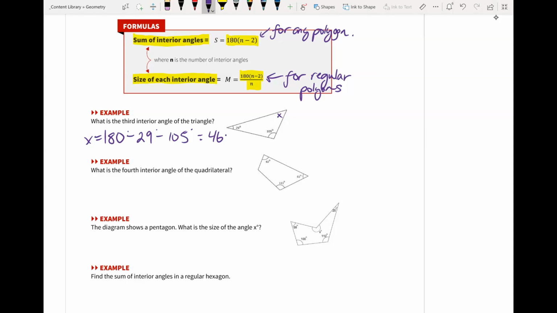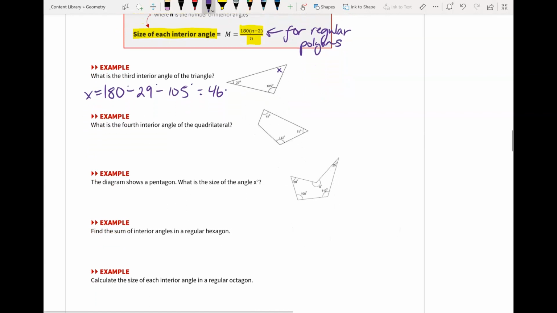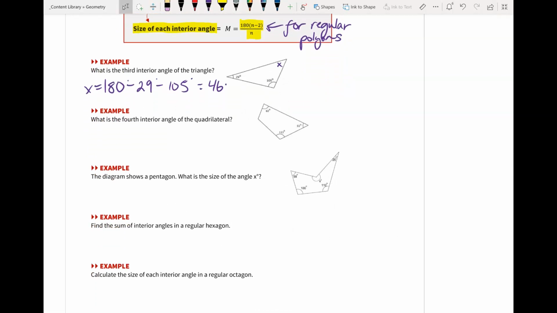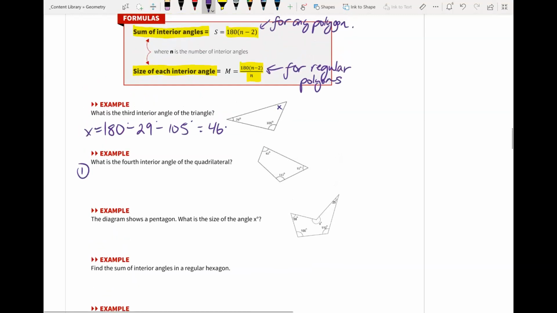In the next example, we want to find the fourth interior angle of a quadrilateral. Now, if you didn't know that the sum of the interior angles of a quadrilateral is 360, you can definitely calculate that. So we're going to do that first, just in case you didn't know. We're going to use a formula that was given to us up here. The sum of the interior angles is 180 times n minus 2.